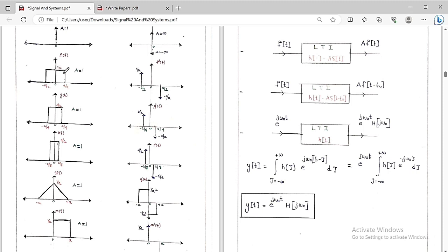So for f of t, I want to figure out the derivative. What is the derivative here? The height is going to increase by 1 by a, so it becomes an impulse of area 1 by a. Here it is a constant, right? So the derivative is 0 for a constant signal. Again it decreases by 1 by a, so downward there is an impulse of area minus 1 by a.